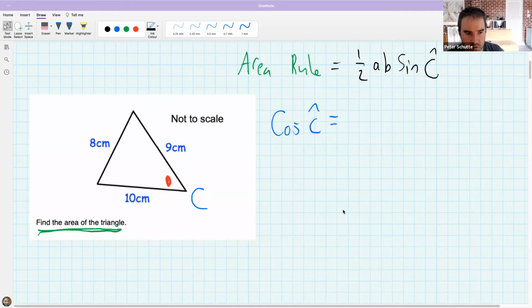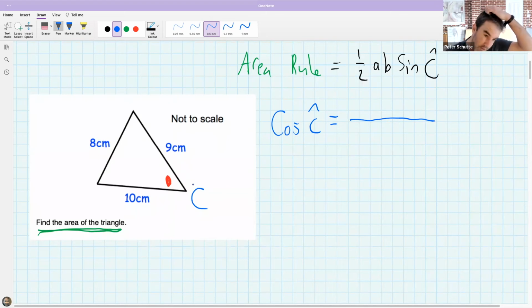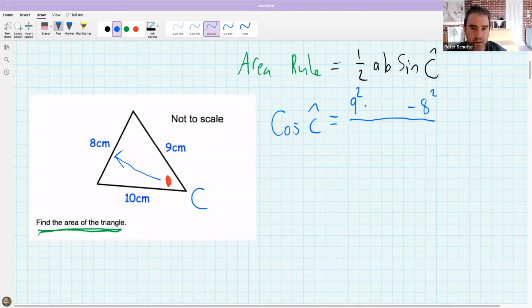Okay, so we're going to use the cosine rule and try to find angle C. Then once we've got C, we can work out the area. In the previous lesson, I said, and I really recommend you go back and watch that lesson, that a really important side is the side that's opposite this. So I'm going to go minus 8 squared, and here we're going to have 9 squared plus 10 squared over 2 times 9 times 10.